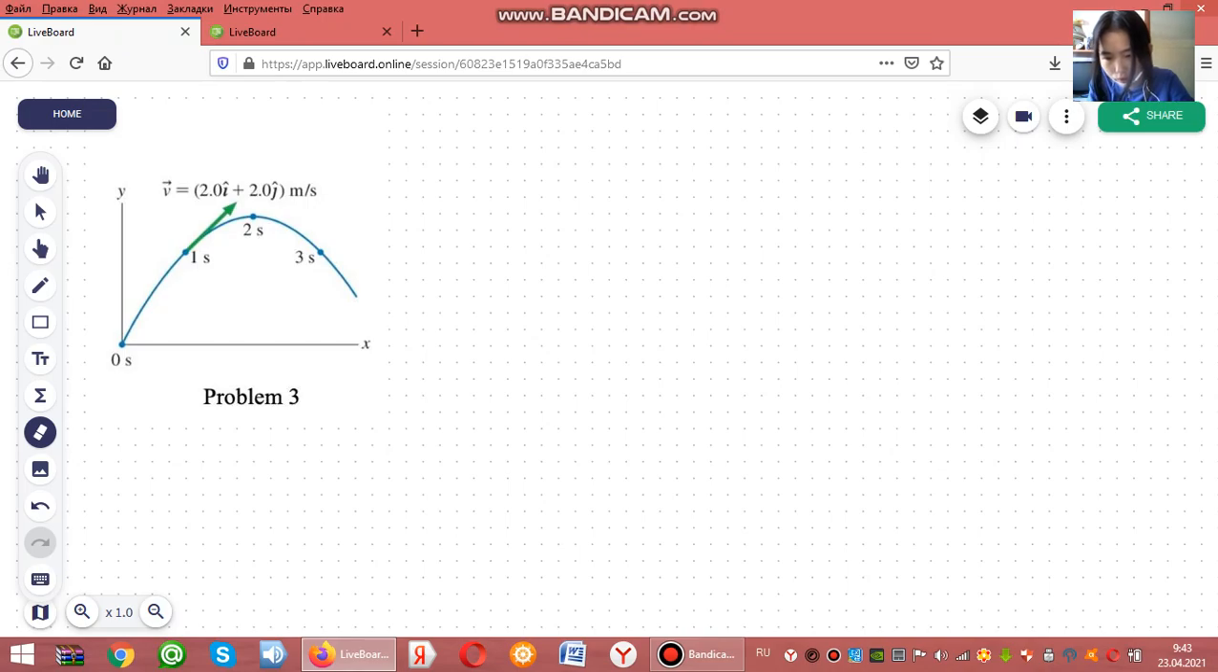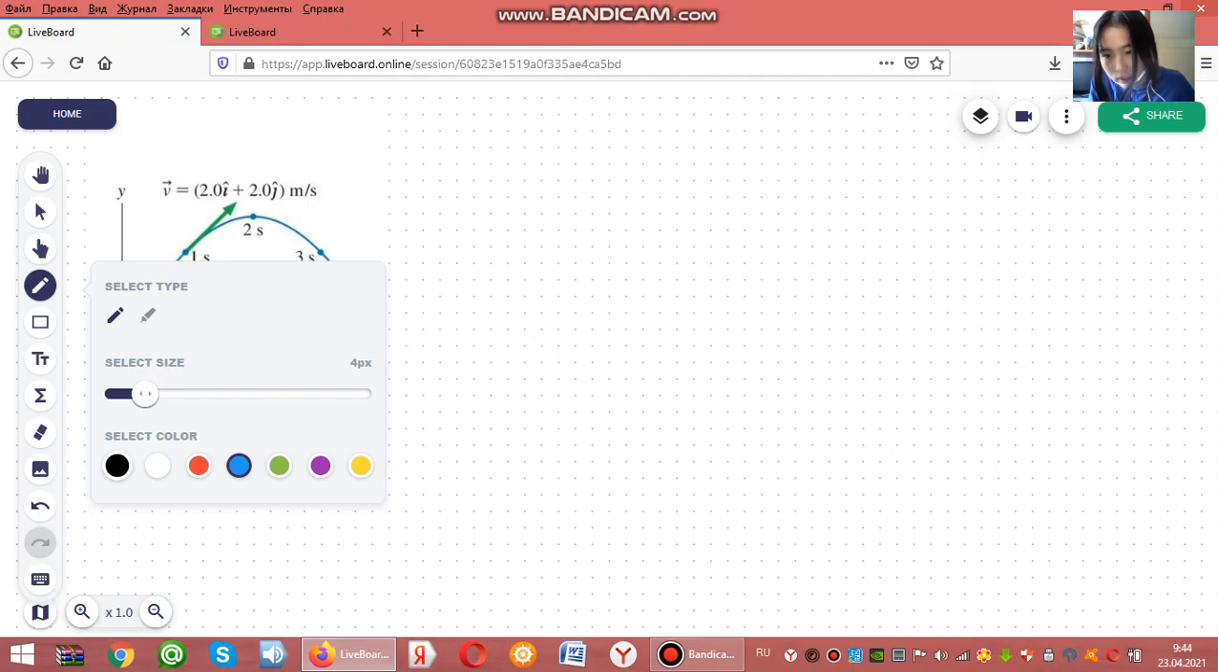What should I find? First of all, I should find the ball's velocity at 0 seconds, 2 seconds, and 3 seconds. Next, what is the value of gravity on planet Exodus? And the third one is, what was the ball's launch angle? Okay, the solution of this task will be a little bit longer than the others. Okay, let me start then.